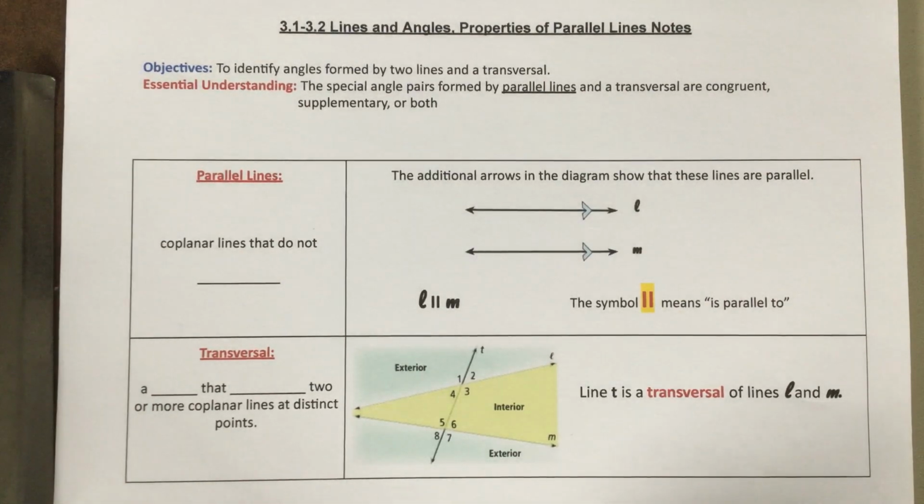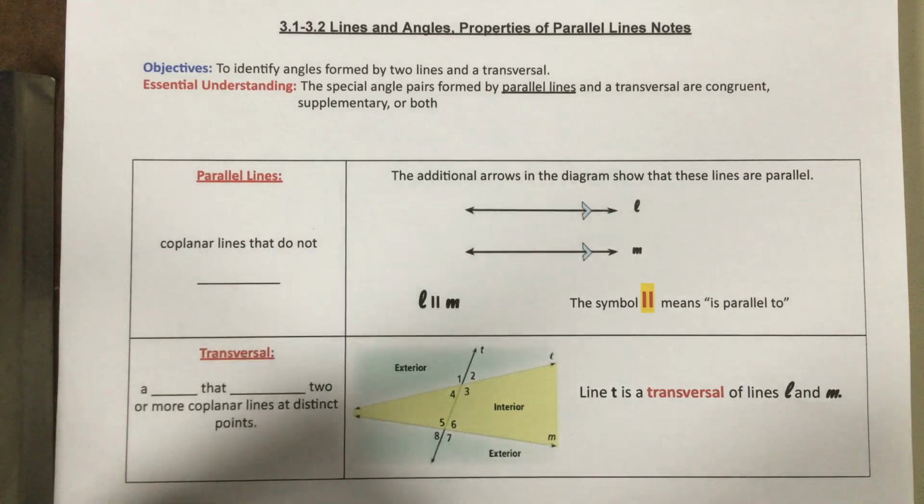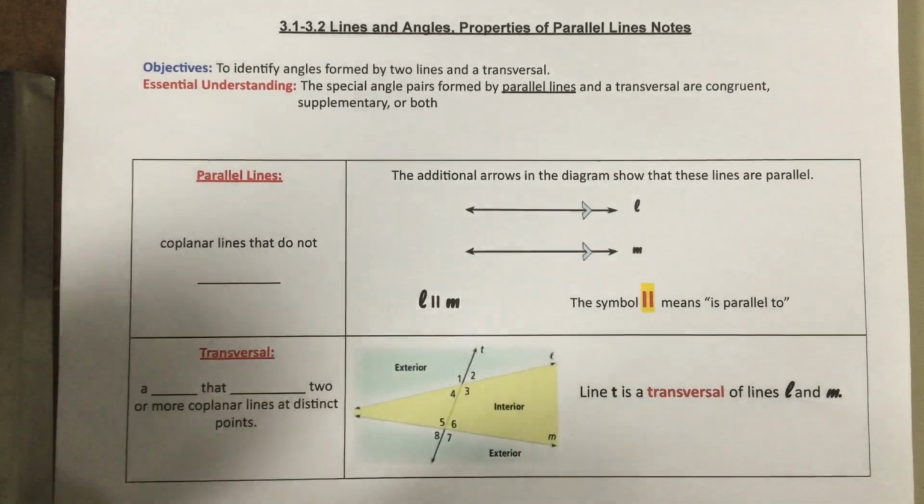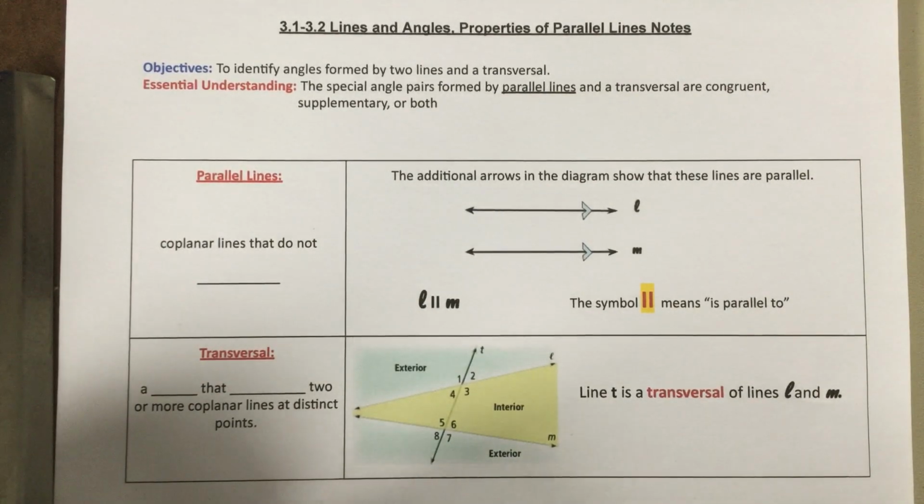Hi everyone. In this video we're going to look at lines and angles and properties of parallel lines. We're going to talk about different angle pairs that are formed when you have two parallel lines cut by what's called a transversal. And we're going to go over a couple examples of how to find missing angle measures. Before we do anything though, we need to go over these two very important vocabulary terms.